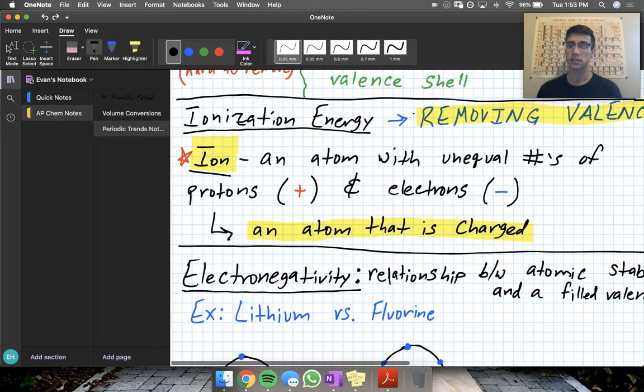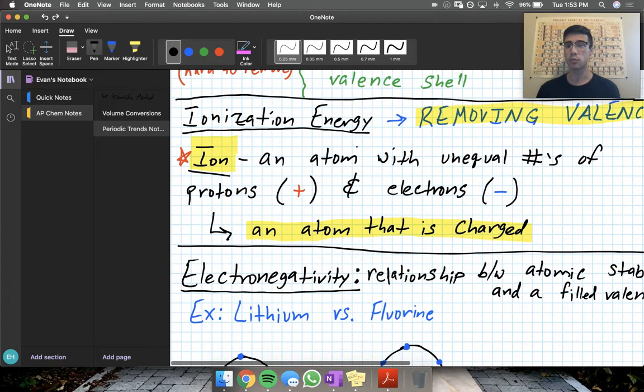An ion is an atom with an unequal number of protons and electrons, an atom that's charged. Technically, you could have a negatively charged ion, and you can also have a positively charged ion. It depends on whether you have more protons or more electrons. When we talk about ionization energy, we're only talking about removing valence electrons, so we are creating an ion by taking valence electrons away.